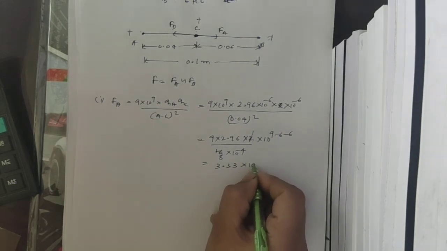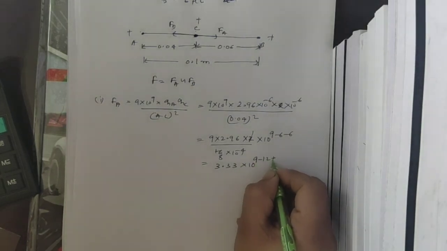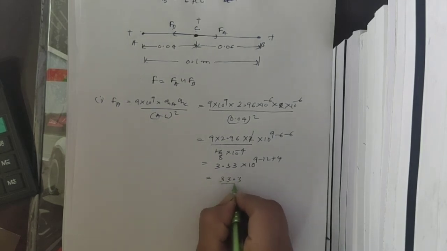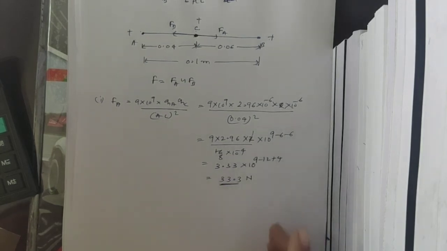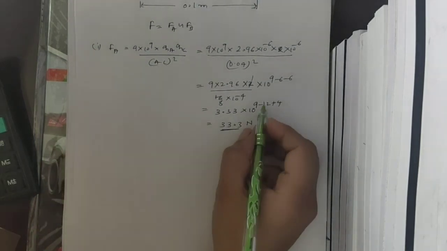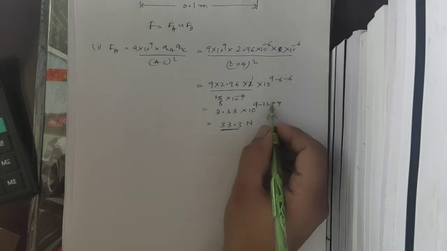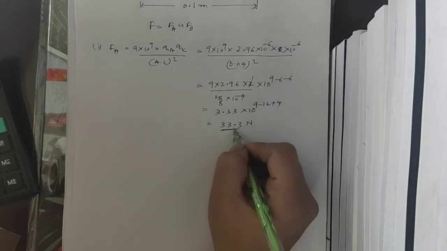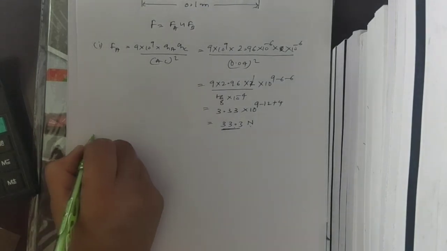3.33 into 10 to the power 9 minus 12 plus 4. So 33.33 newton. 9 plus 4, how much? 13. 13 minus 12 means 1. 10 to the power 1 means into 10. So 33.33.